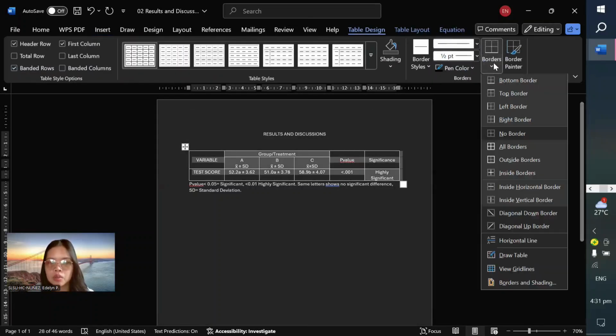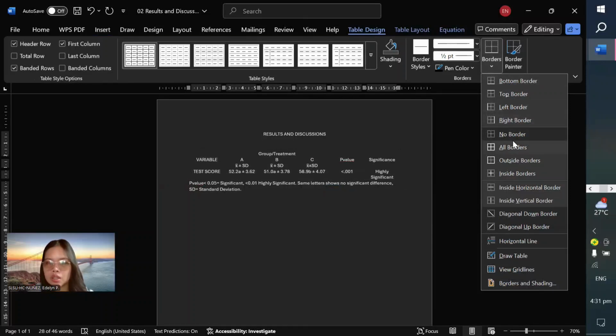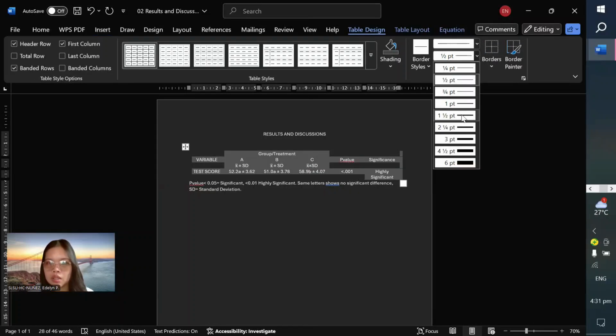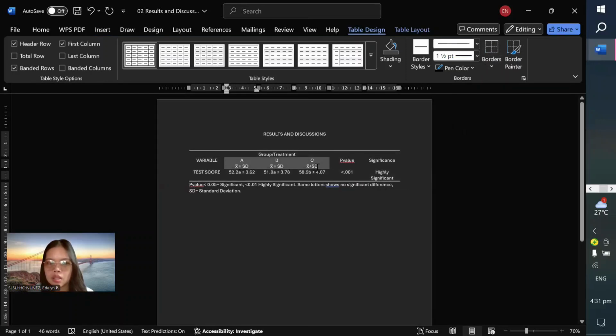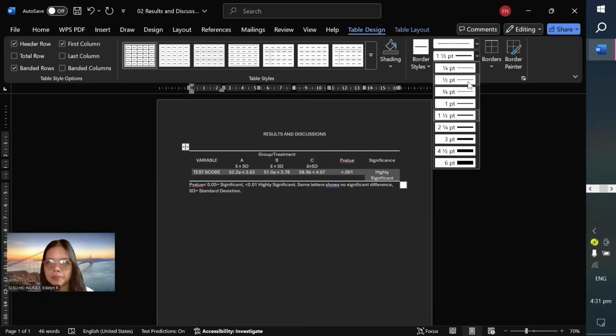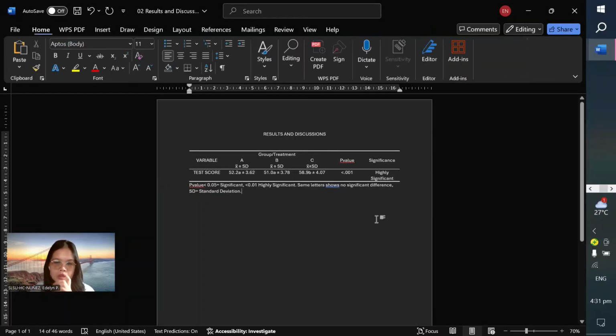For the table design, some designs don't want to have a border. Only at the top, we have 1.5, and at the bottom 1. In this area, from the column heading, we have 1 point. So that's the presentation, and afterwards we need to discuss.